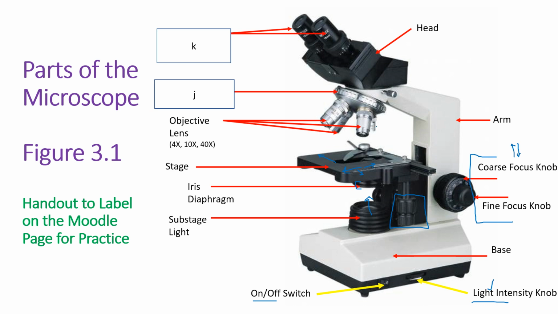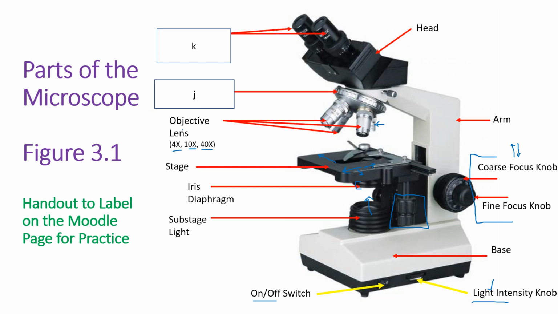I only have arrows pointing to 3 of them, but there's one right back here. And they all magnify the image differently. So there's one that's magnifying it by 4 times. There's one that's magnifying it by 10, one that's magnifying it by 40, and then the other one would be magnifying it by 100. We are not going to be using the 100 power objective.